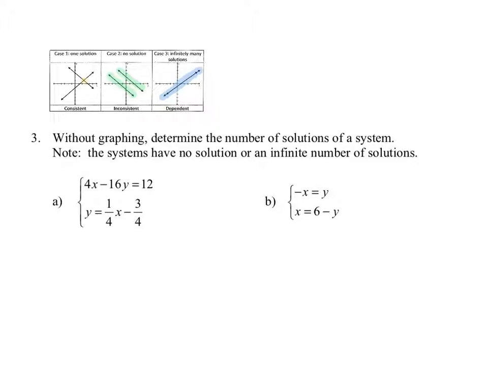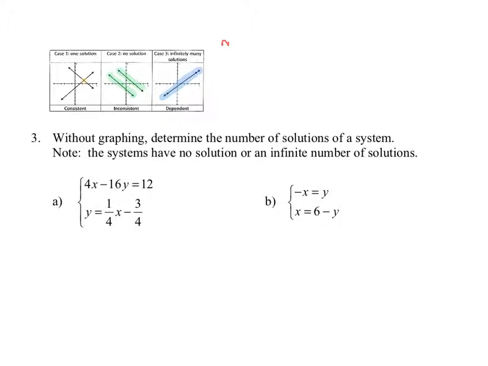In these examples, without graphing, we want to determine the number of solutions of a system. And note the systems have no solution or an infinite number of solutions. So we will either end up with case 2, where the two lines are parallel and we have no solution, or we could have an infinite number of solutions. That's case 3. So recap here.